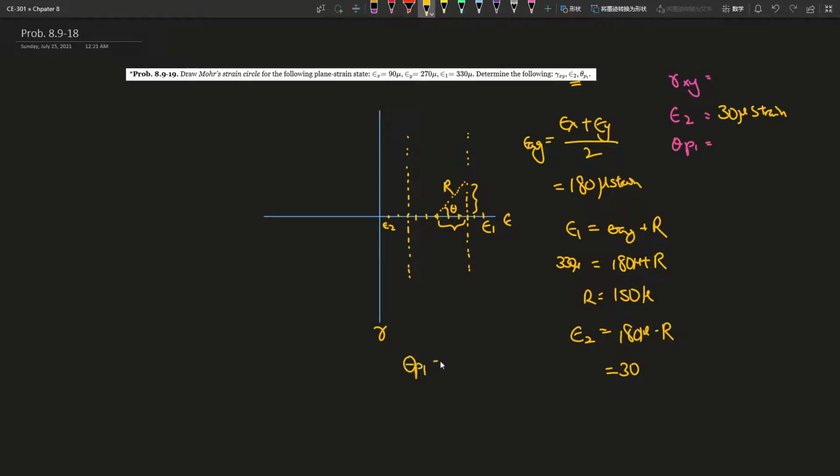Let's calculate the angle first. So this is 2 theta P1, right, this angle. So it's inverse of tan, because it's 2 theta, so it's one half over here, right? What is this? We don't know what that is. Okay, you know what, why did I do this? I can just use a different one. Actually, let's calculate the shear strain first.